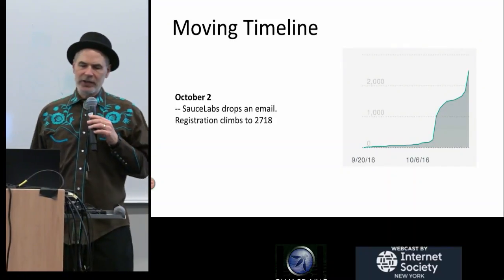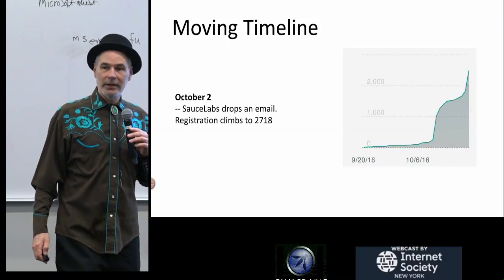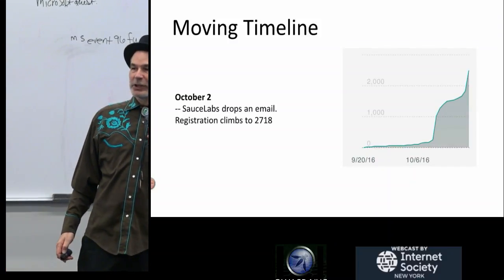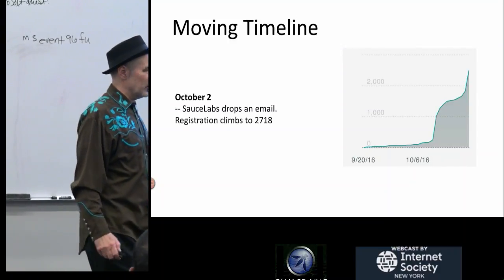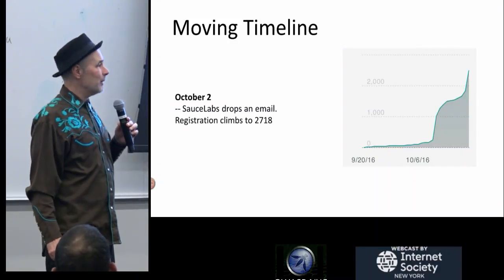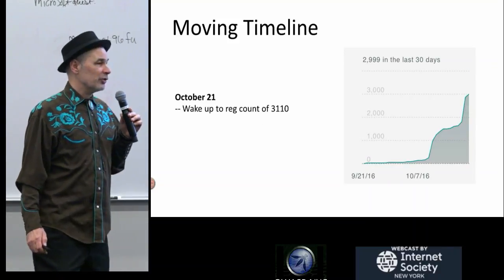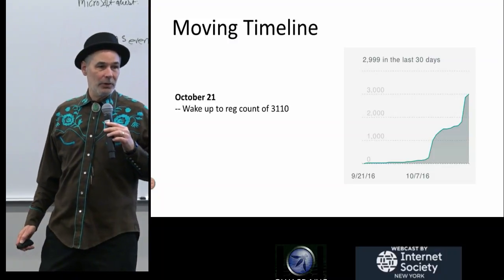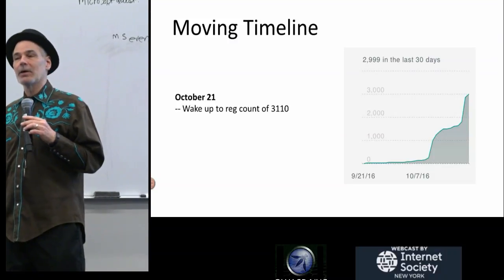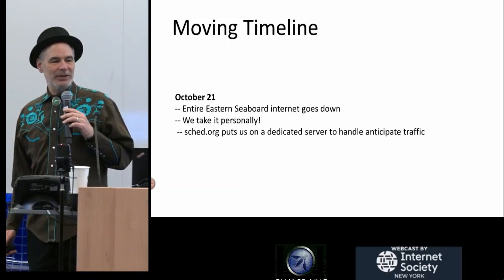October 2nd, Sauce Labs drops an email, and this happens. Holy moly. This was the exciting part, because we knew now that once each of the sponsors started emailing out, it was going to happen. So October 21st, wake up to a registration count of 3,100 people. We had doubled almost overnight. Okay, the power of email, the power of organizations. What happens next, you'll remember this.